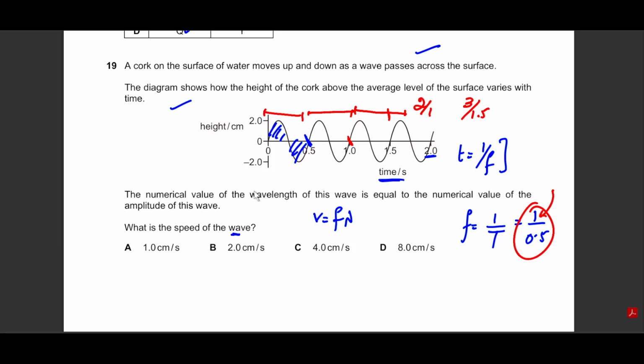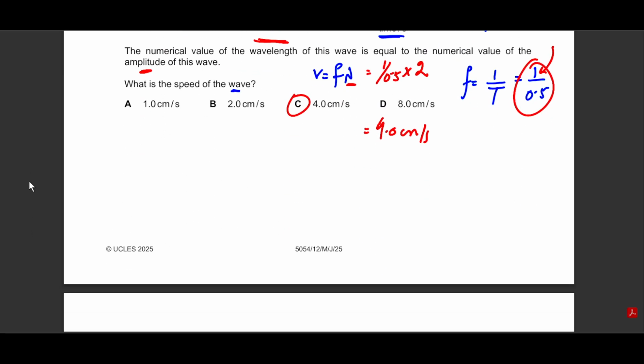He says the numerical value of the wavelength, lambda, is equal to the numerical value of the amplitude. Now, this is another test by the examiner. Can you figure out what the amplitude is? Will you pick 4 or will you pick a single side? Amplitude is just the single side, the maximum displacement, which is 2. So v equals 1 divided by 0.5 multiplied by 2, since it's in centimeters. The answer is going to come out to 4.0 centimeters per second, which is option C.